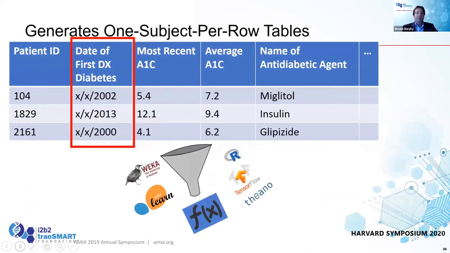And it goes into one of these analytic tables, which are one subject per row where the data has been digested out. Here your patient 104 has their index date, their first date of diabetes diagnosis, and then since then their most recent A1C and so forth, and their average A1C since that time. So that's what these tables are, and the level two facts can be transformed or pivoted into these analytic tables, which will then go into the next step. Next slide.